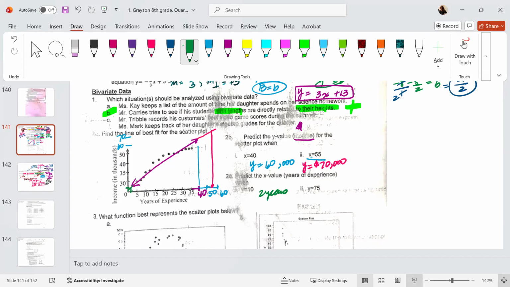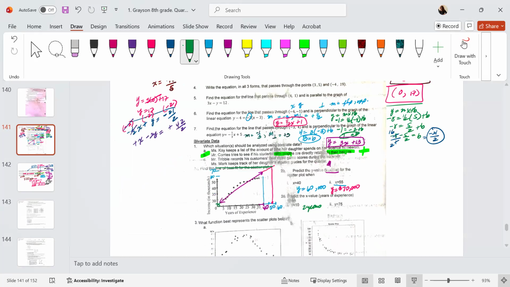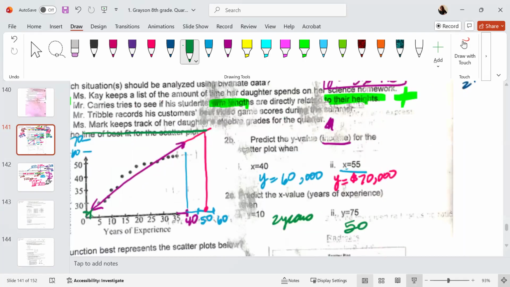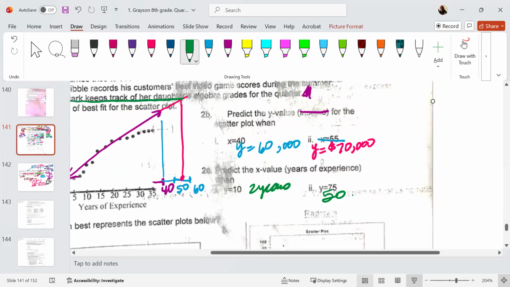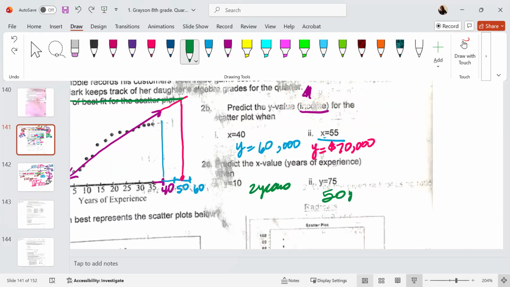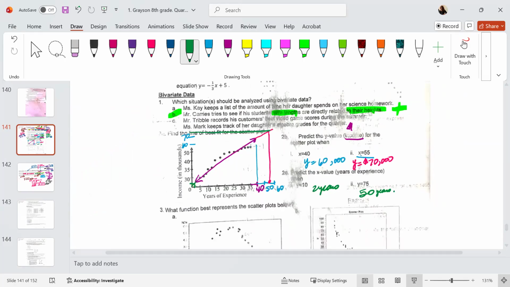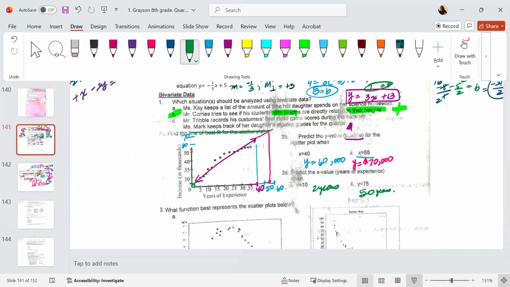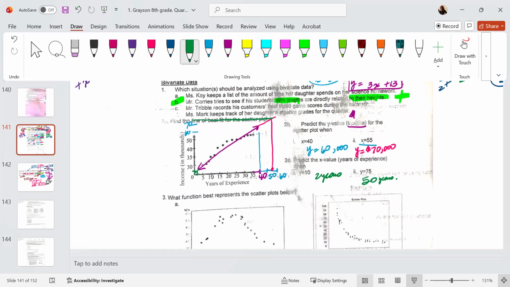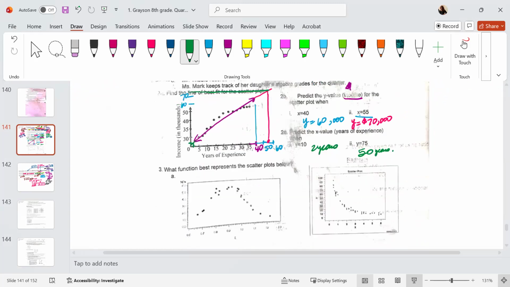Because we don't have the equation. 75 years. 75 is going to be right here. So I would say that's 50 years, maybe. 50 years of experience. That's just what I see, but yours could be maybe a little bit different, and that's fine. Okay. All right. Move on to the next part. Wait, hold on. This is a little bit off. No, it's fine. All right.